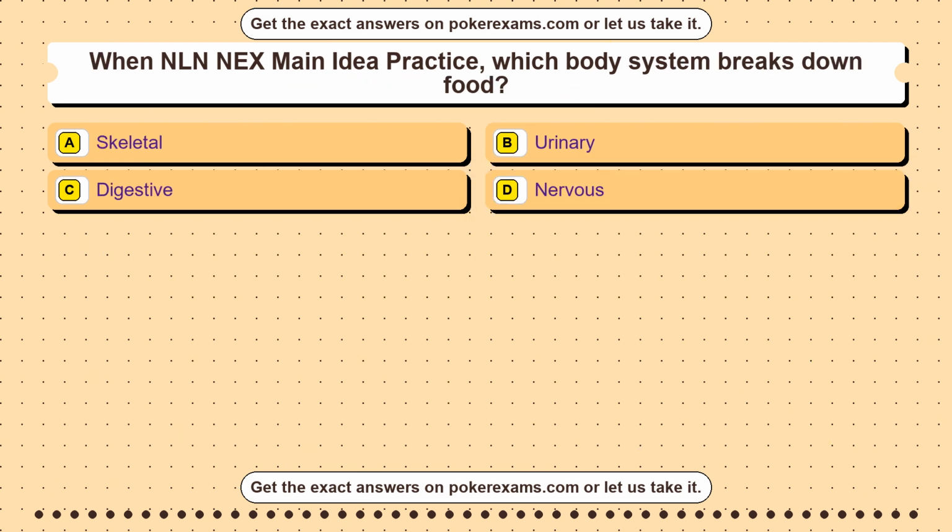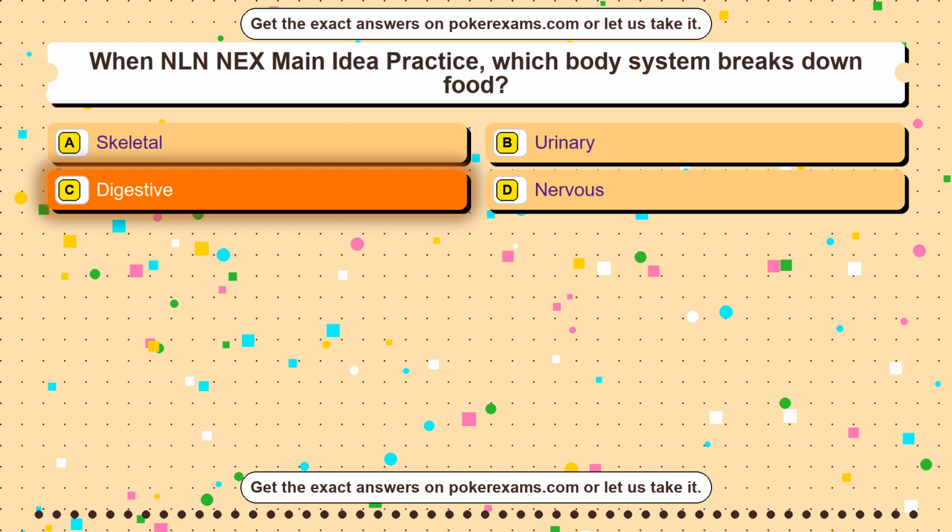Question 19. When Get History Practice Test, which number is the mode of 4, 6, 6, 7, 9? Option A 7. Option B 9. Option C 4. Option D 6. The correct answer is option C.